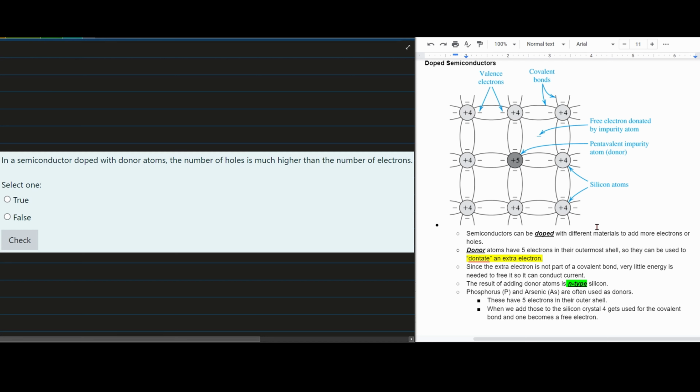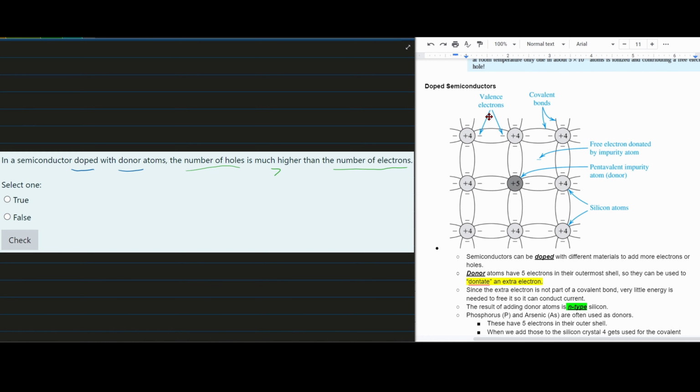This question says that in a semiconductor doped with donor atoms, the number of holes is much higher than the number of electrons. So there are a few important points here. We're going to have doped donor atoms, and then we have the number of holes is much higher than the number of electrons. So with this information in mind, we're going to look at doped semiconductors.